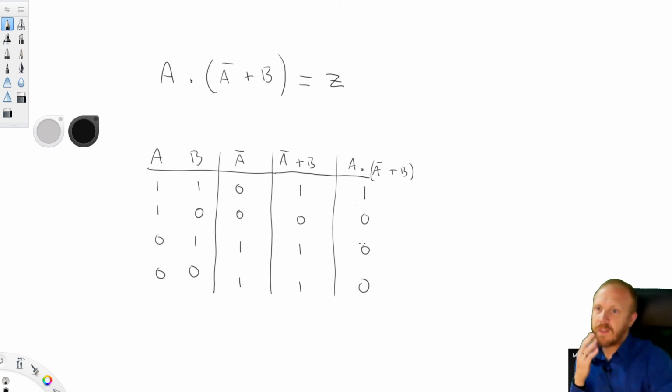So we look at that and we say, does this look familiar? Is there another operation?